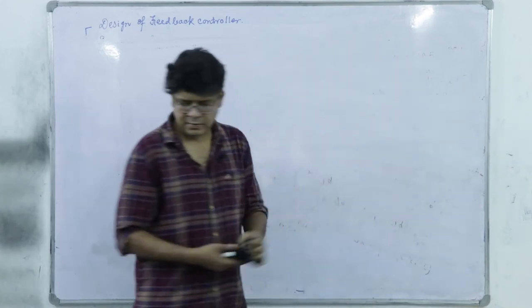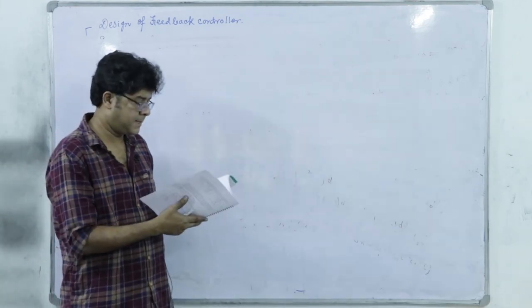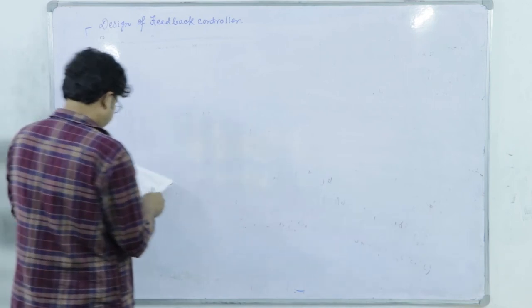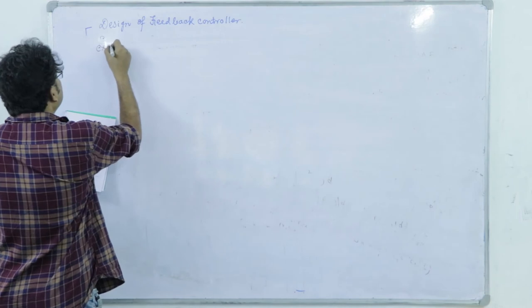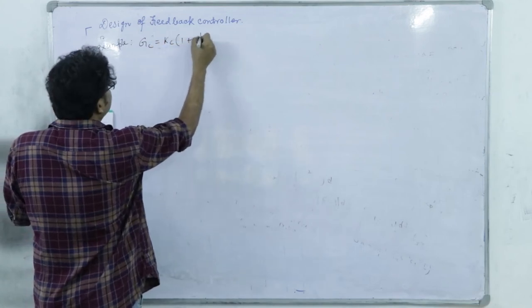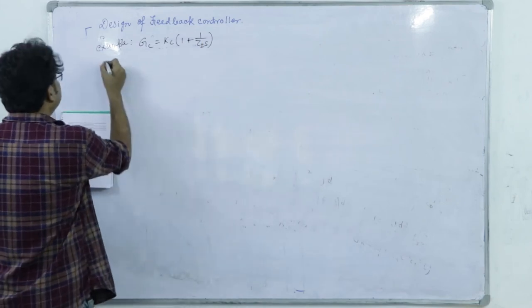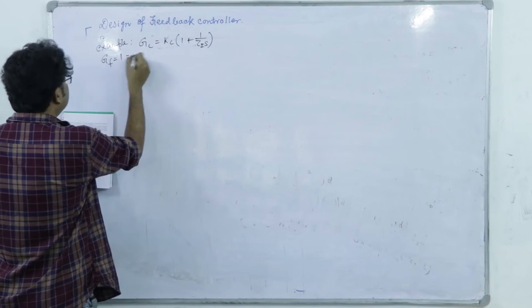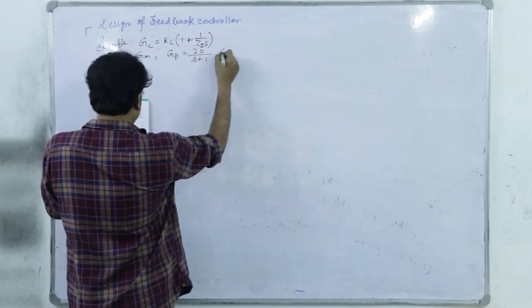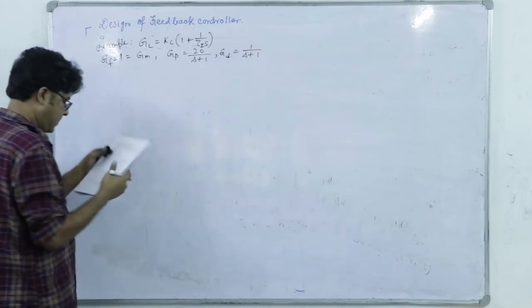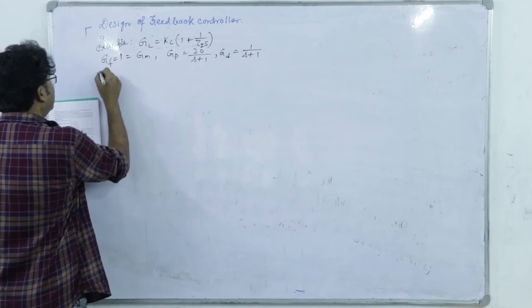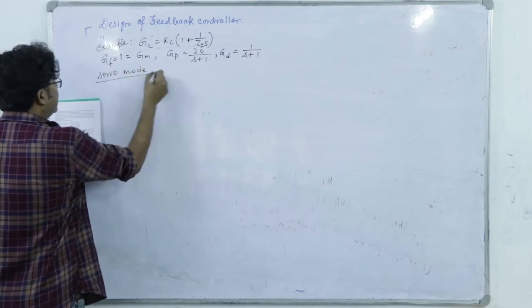Right. So, what is that? Let's say GC is a PI controller, Kc into 1 plus 1 by tau I S, right. GF equal to 1 is equal to GM, GP is equal to 20 by S plus 1, a first order process, and GD equal to 1 divided by S plus 1, right. Let's say it is the servo mode of control. So, we are tuning it for it.